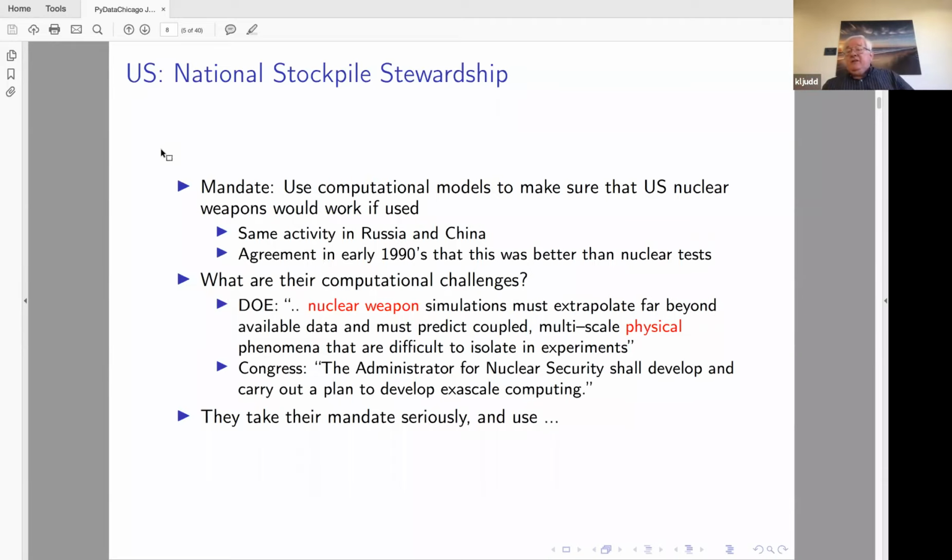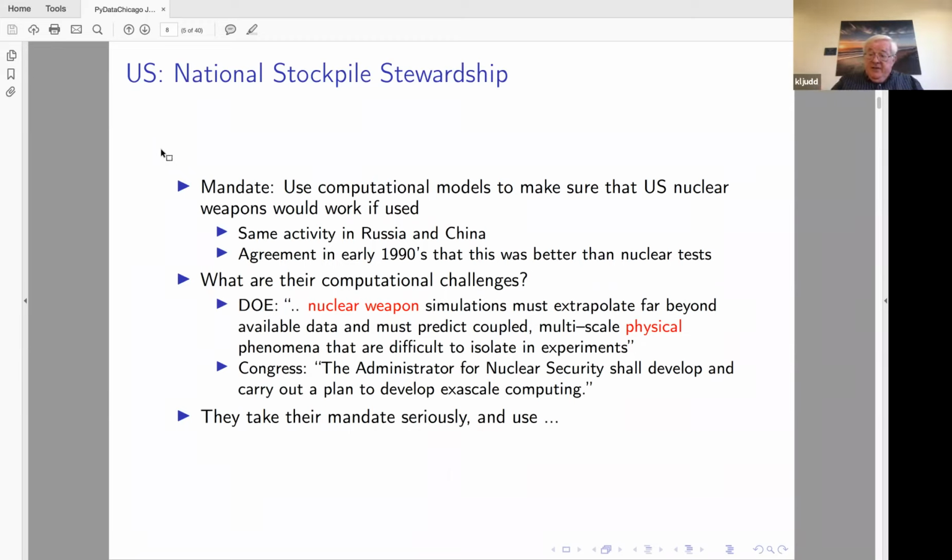This all came out of the decision in the early 1990s to stop nuclear testing and then to use computer simulations to assure the reliability of weapons. Now, the DOE was given a computational challenge. They said nuclear weapon simulations must extrapolate far beyond the available data and must predict coupled, multi-scale physical phenomena that are difficult to isolate in experiments. And Congress demanded that the administrator for nuclear security shall develop and carry out a plan to develop exascale computing.